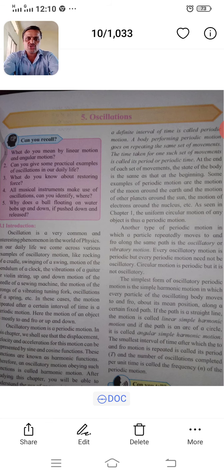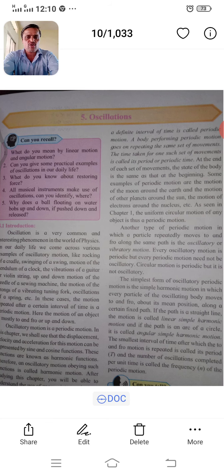Now, we take the definition of periodic motion. Motion which repeats itself after a definite interval of time is called periodic motion. What is period or periodic time? When a body performing periodic motion goes on repeating the same path again and again, the time taken for one set of movement is called periodic time or period.